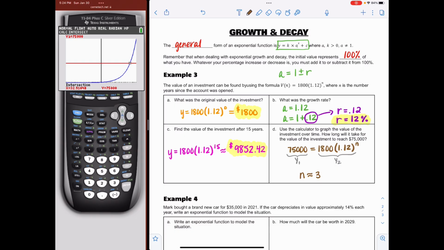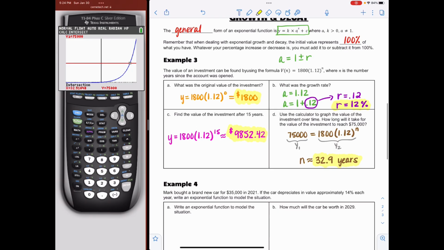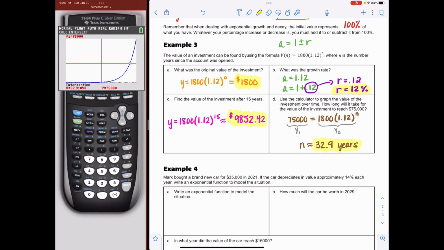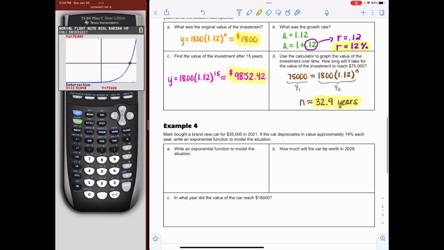So it says, how long will it take? So that's about, we can say about 32.9 years in order for that to happen. All right, if you want to say 33 years, that's fine, if you want to round it to the nearest whole number. All right, so now let's look at number 4.